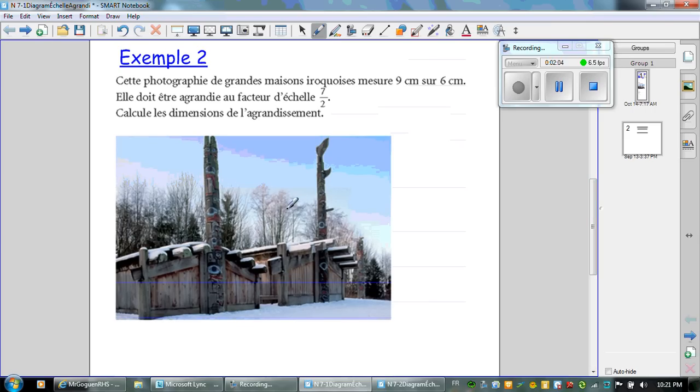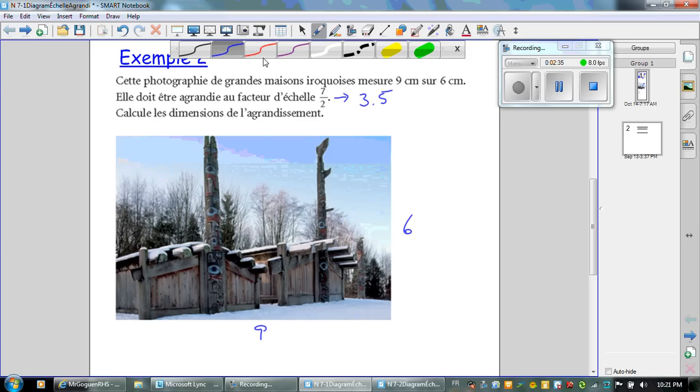So here we have a picture that has been enlarged. This picture has dimensions of 9 by 6, and it must be enlarged by a factor of 7/2, or I think it would be easier just to say 3.5 times bigger. So we need to calculate the new dimensions. All you need to do is multiply the current dimensions by the enlargement factor.